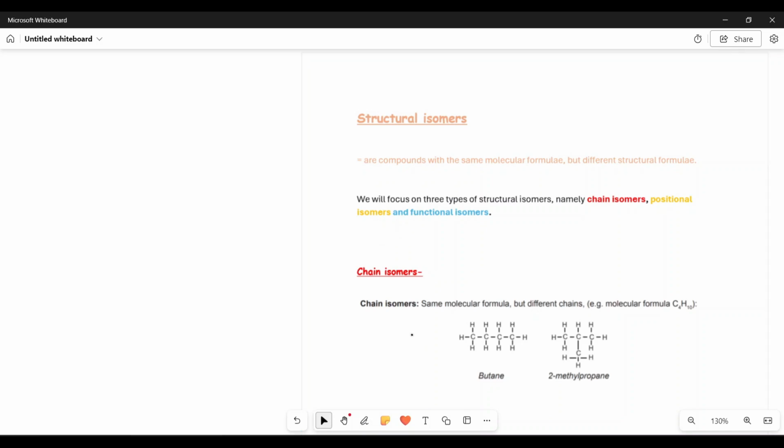So in this video, we're going to be going through organic chemistry, and specifically under organic chemistry, I want us to look into isomers, right? So what is a structural isomer? Structural isomers are compounds with the same molecular formula, right? So basically, they have the same molecular formula, but different structural formulae.